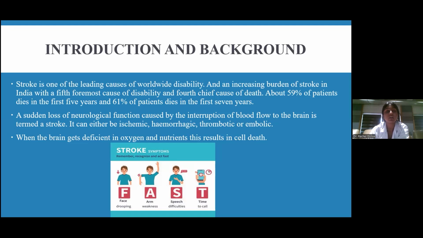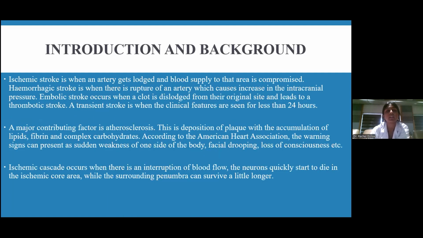A sudden loss of neurological function caused by the interruption of blood flow to the brain is termed as stroke. It can either be an ischemic, hemorrhagic, thrombotic, or an embolic stroke. When the brain gets deficit of oxygen and nutrients through any one of the types of strokes, it can result in cell death. An ischemic stroke is when an artery gets lodged and the blood supply to that area is compromised. In a hemorrhagic stroke, we can see a rupture of an artery, which causes increase in the intracranial pressure. In an embolic stroke, it occurs when a clot is dislodged from its original site and can lead to a thrombotic stroke. A transient stroke is when the clinical features are seen for less than 24 hours.